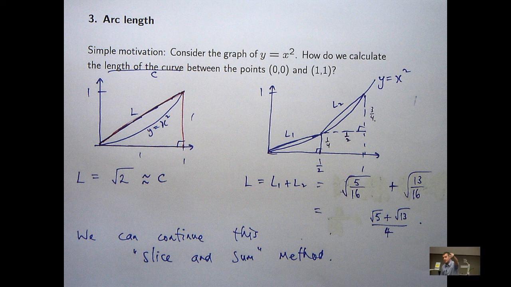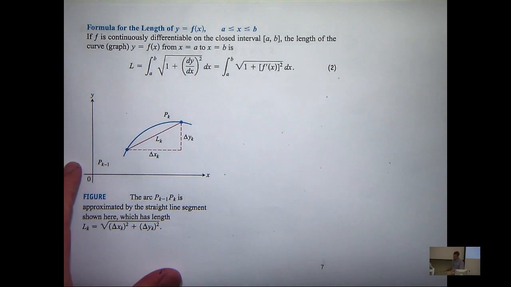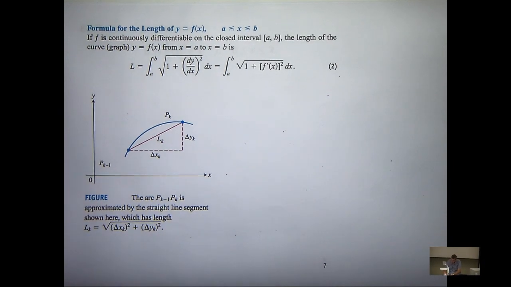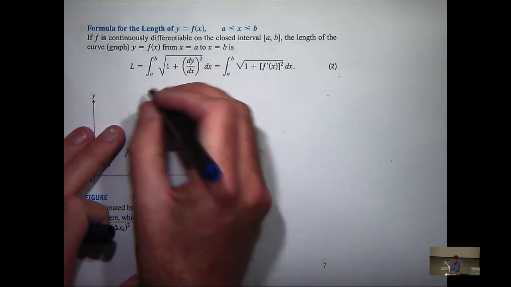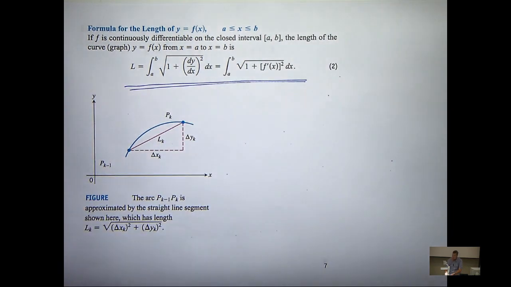So what is it then? Here it is. This is an important formula. Suppose you have a function that has a continuous derivative. So you differentiate it, you get a continuous function. The length of the curve of the graph y equals f of x between a and b is just given by this integral here.